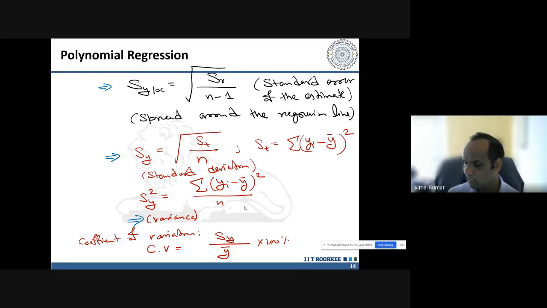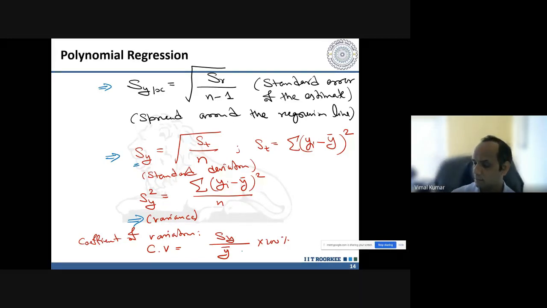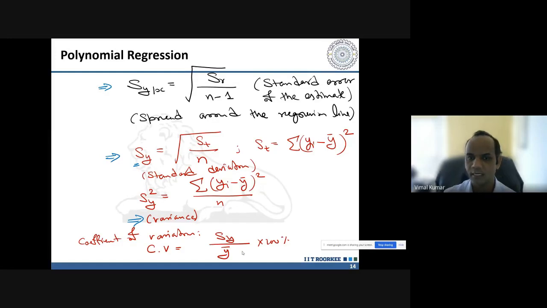Now the coefficient of variation is defined as Sy, the standard deviation, divided by the mean value. These are all derivable formulations, so I'm not going into the detailed derivation of those formulations.